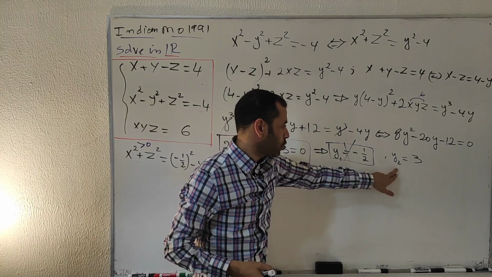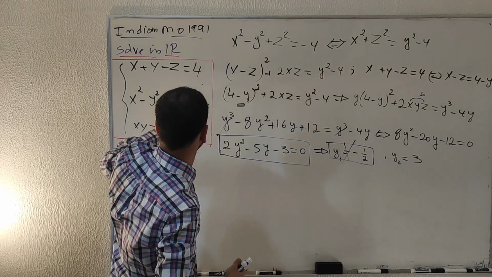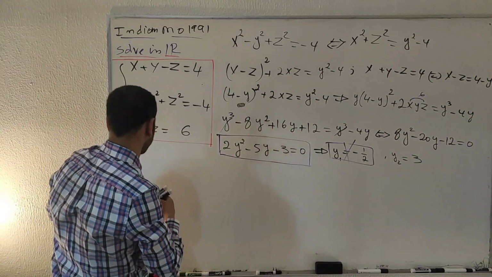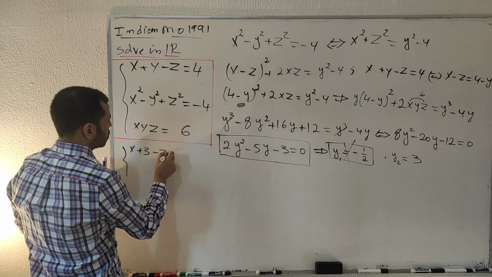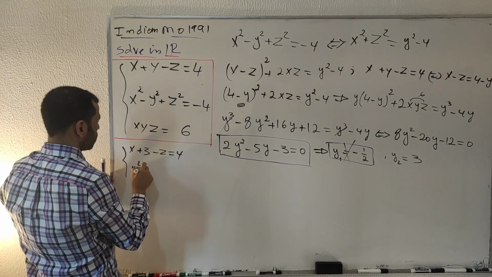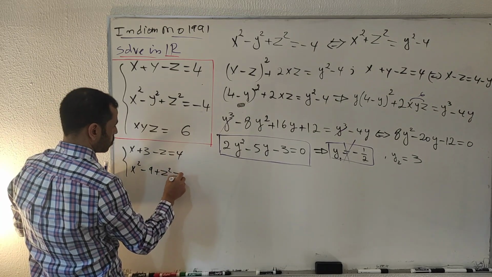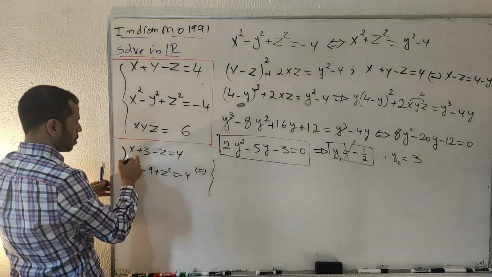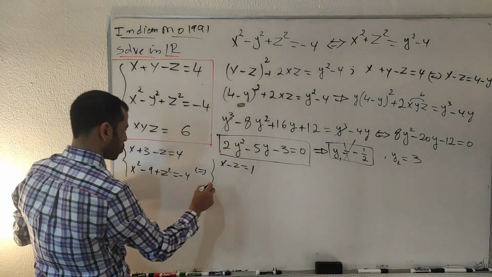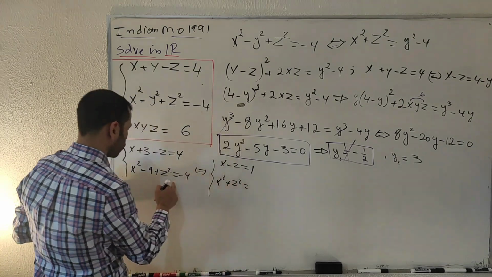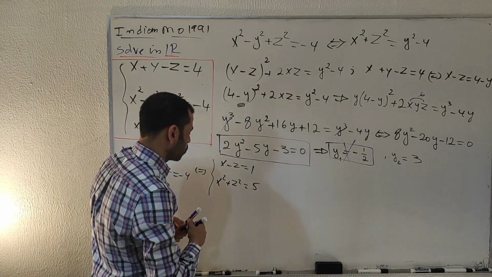Now the only solution that I have is this one, so I'm going through it. I'm going to do the same thing by plugging it into the first and second equations to find x and z. In the first I get x plus y, which is plus 3, minus z equals 4. In the second I get x squared minus y squared, which is minus 9, plus z squared equals minus 4. So I have a reduced equation, x minus z equals 4 minus 3, which is 1. The second gives x squared plus z squared equals minus 4 plus 9, which is 5.